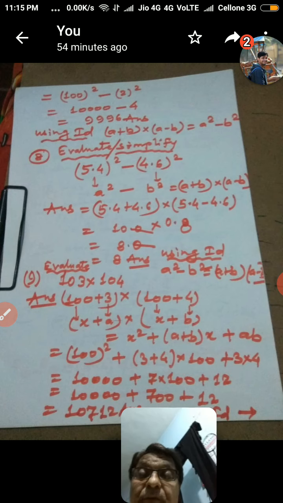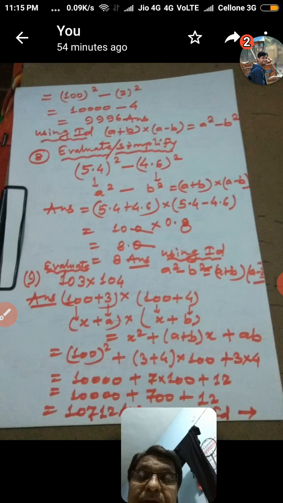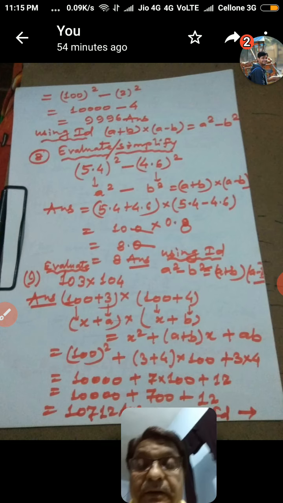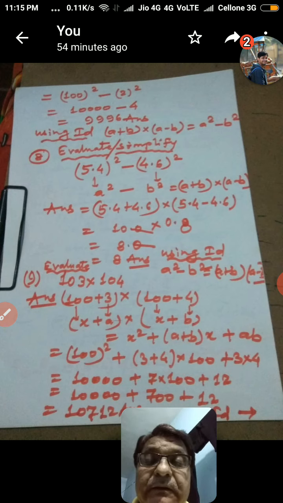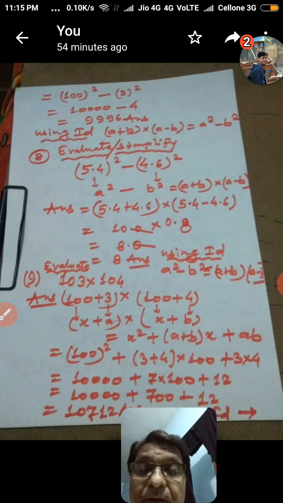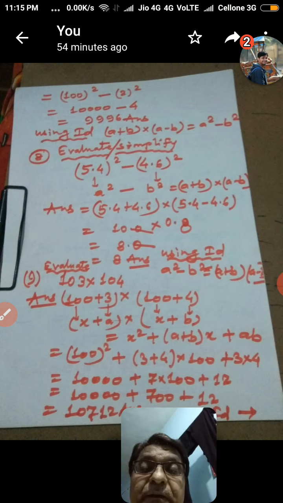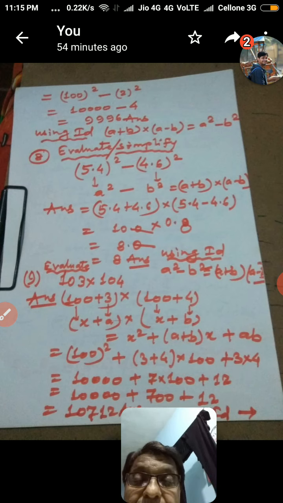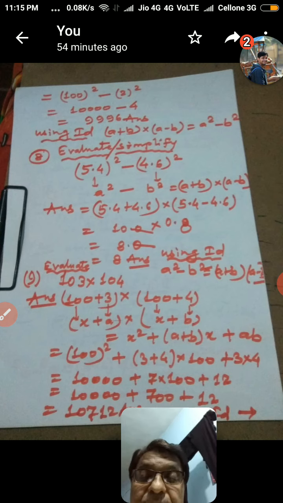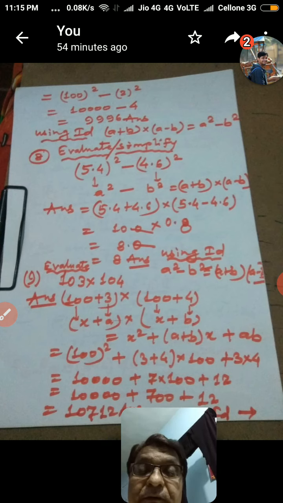Similarly, there is one more question to use the fourth identity. Here evaluate 103 into 104. Now, student, we take the nearest number containing zero. So 103 is 100 plus 3, whereas 104 is 100 plus 4. Now take 100 as x, 3 as a, whereas in the second bracket 100 again as x, but 4 is different from 3, so take it as b. Now the question has the form (x plus a) into (x plus b).